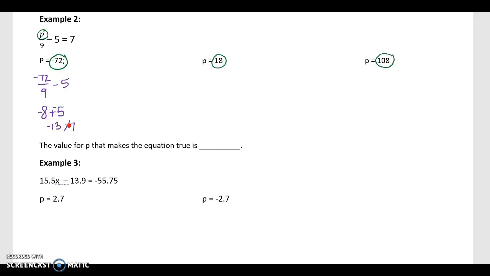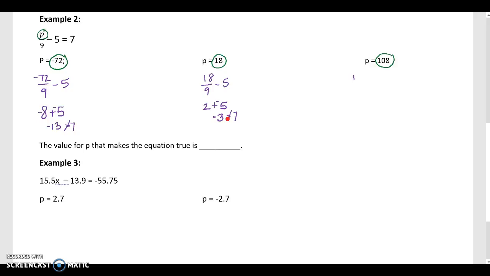So now we have 18 over 9 minus 5. 18 divided by 9 is 2. 2 minus 5. That's bigger, so I'm going to add the opposite. Same sign, add and keep, different sign, subtract. So 5 minus 2 is 3. Keep the sign of the bigger number, so -3 equals 7. That's not true either. So let's hope this one is over here.